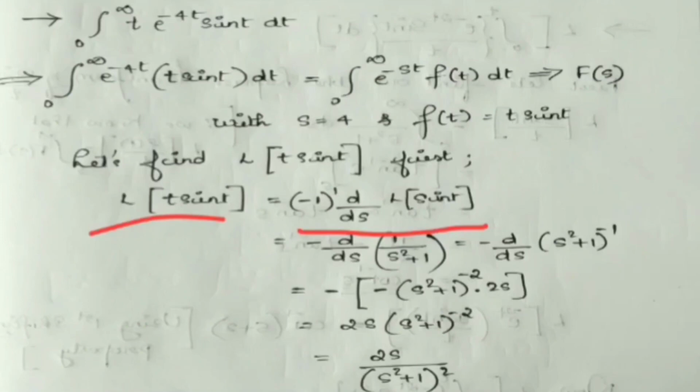So, d by ds of Laplace of sin t, which is equal to minus d by ds of 1 by (s square plus 1), because Laplace of sin t is 1 by (s square plus 1), which is equal to minus d by ds of (s square plus 1) raised to minus 1, equal to minus of minus (s square plus 1) raised to minus 2 into 2s, which is equal to 2s into (s square plus 1) raised to minus 2, which is equal to 2s by (s square plus 1) the whole square.